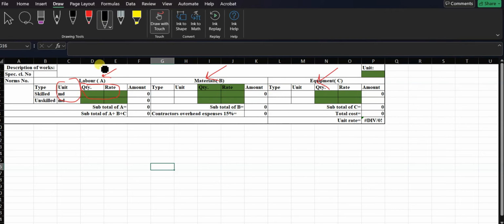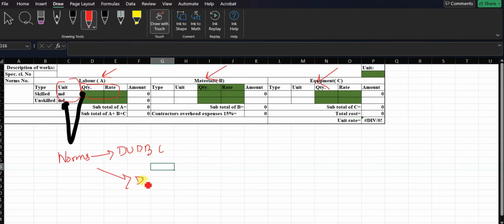So in the first section, the first two, unit and quantities, are determined from the norms. So we have the norms, and these are determined from the norms. For building, it is the DUDBC norms, and for the road, it is the DOR norms.